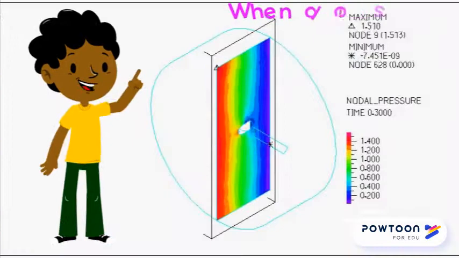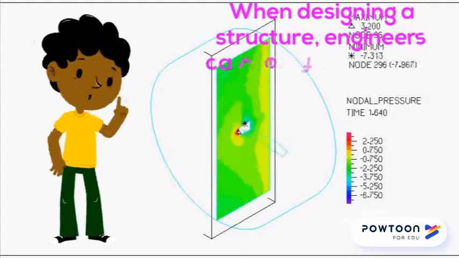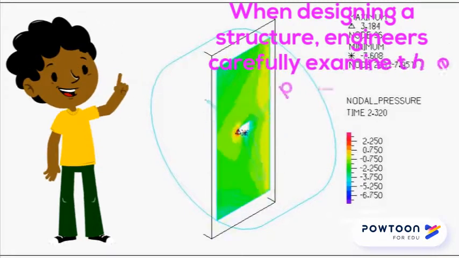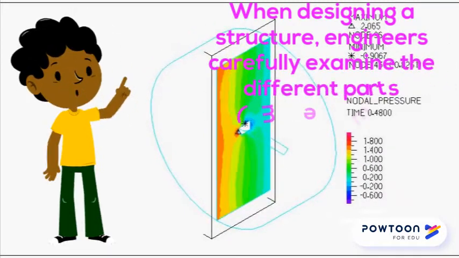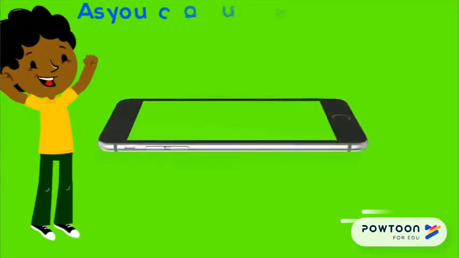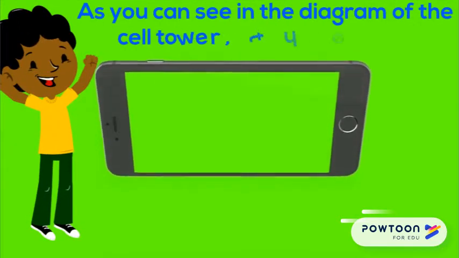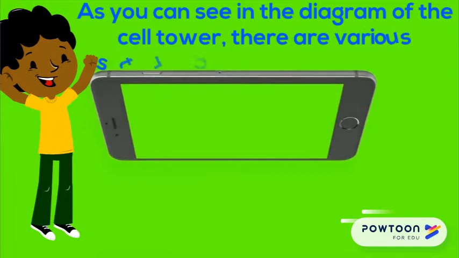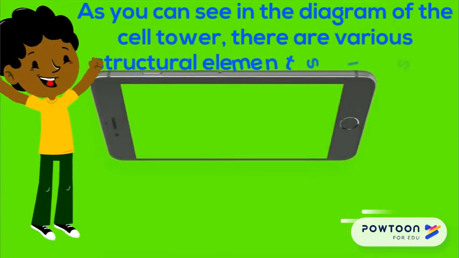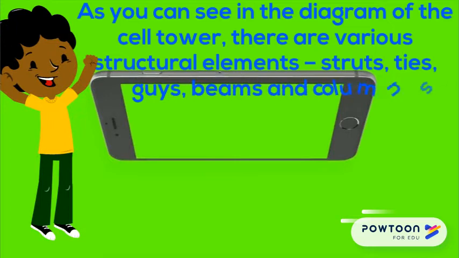When designing a structure, engineers carefully examine the different parts or members of the structure. They also analyze the functions of the parts to ensure that each part does the correct job. As you can see in this diagram of the cell phone tower, there are various structural elements: the struts, the ties, the guys, the beams, and the columns. Each of these elements has a unique function within the overall structure.